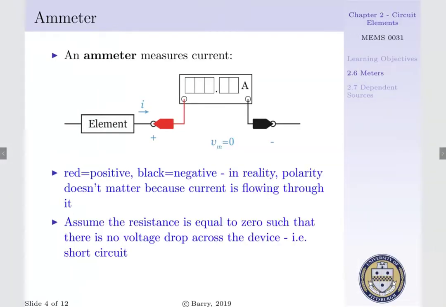Now, one of the main assumptions with an ammeter is we assume its resistance is equal to 0, such that there is no voltage drop across our device. That is, with 0 resistance, the voltage potential across our positive and negative terminal would be 0. Now, as shown in our schematic above, the ammeter is installed in line with our circuit element. Doing such, our ammeter is represented by a short circuit. We have current flowing through it, but no voltage drop across it.